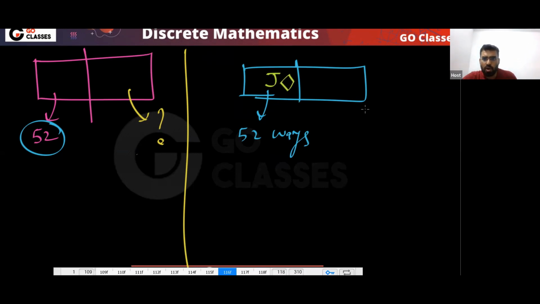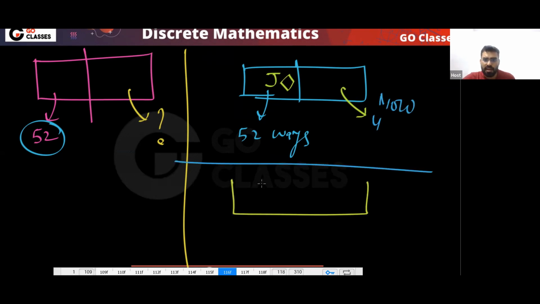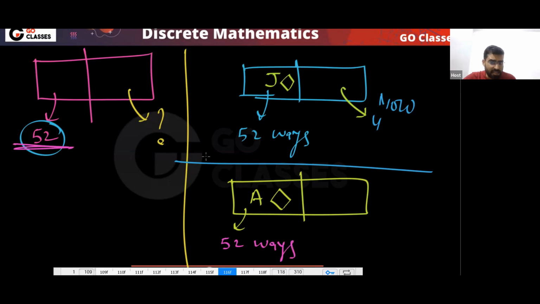Now tell me how many choices for the second. If the first card is Jack of diamond, then for the second, now 4 choices. But just understand this. If the first card is ace of diamond, remember, for the first card you have 52 choices. First card can be anything.